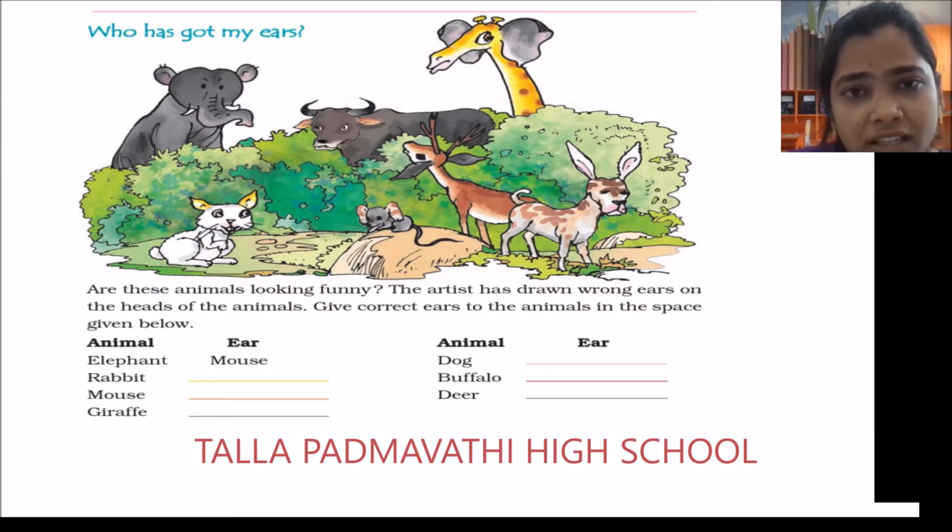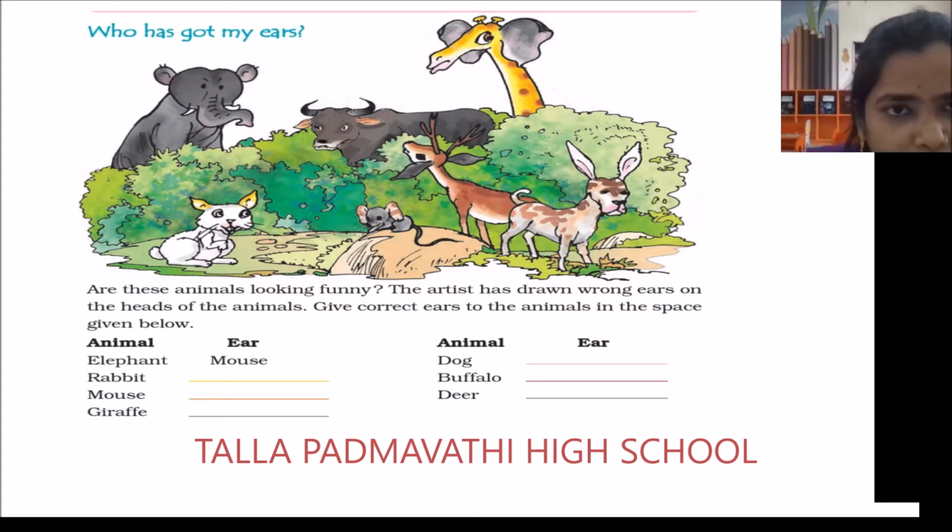So why has it been given like that? Let us see. Are these animals looking funny? Yes, very funny. The artist has drawn wrong ears on the heads of animals. Give correct ears to the animals in the space given below. The first animal name is elephant. Just go to the picture. This is the elephant, right? So this elephant is having ears.